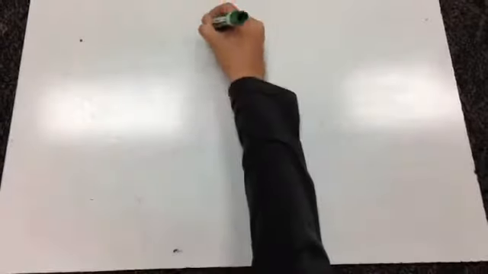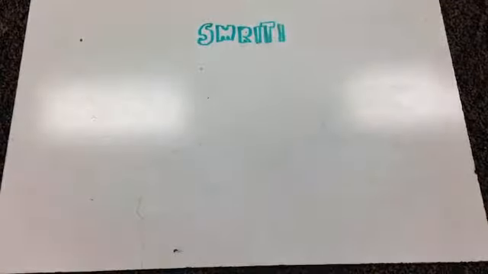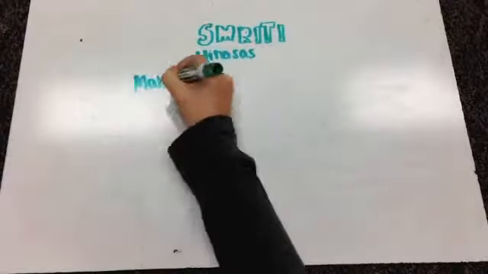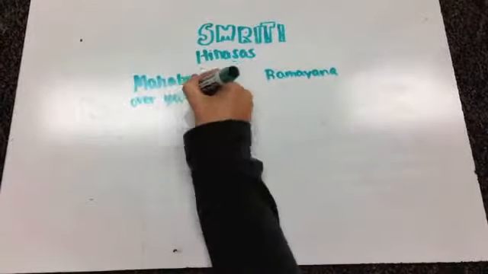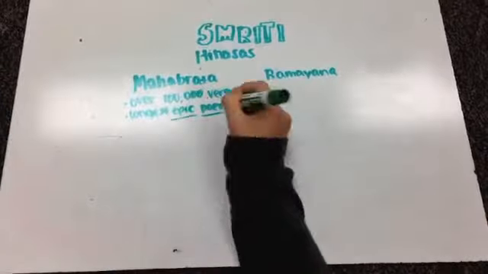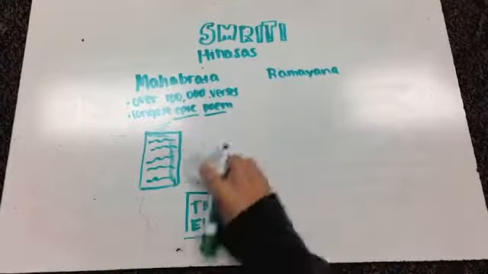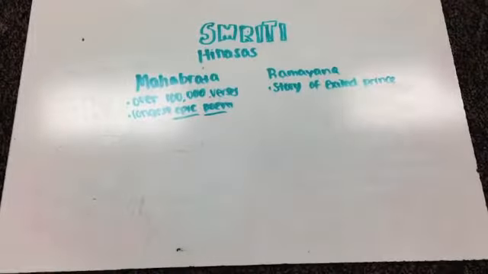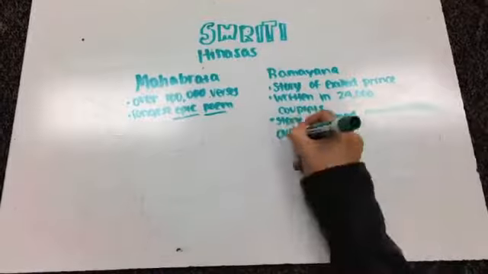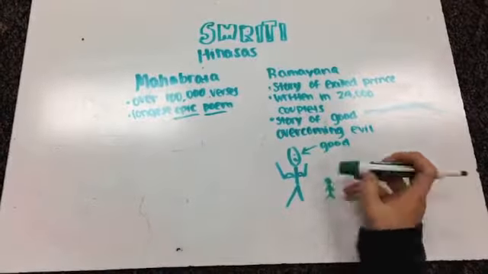The first Smriti texts are the Itihasas. The Itihasas are a collection of stories which contains the Mahabharata and the Ramayana. The Mahabharata has over 100,000 verses and is the longest epic poem. The Ramayana is a story about a prince who is exiled and is written in 24,000 couplets. The Ramayana is a classic story of good overcoming evil.